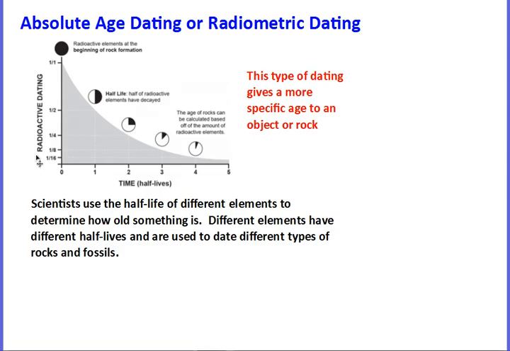And then again, this is just another image of absolute age dating, radiometric dating, radioactive dating. This gives a more specific age to the object or rock because scientists know how long it takes for these radioactive elements to break down. They have a half-life, and scientists use that information to determine and give an age to the rock layers.